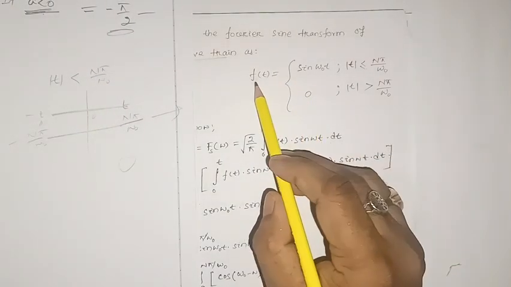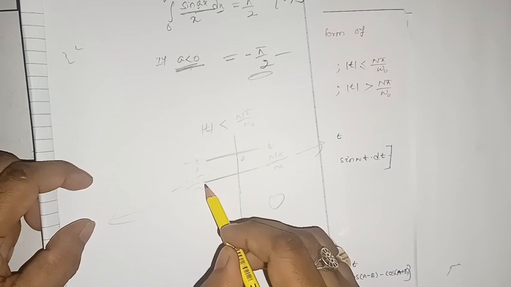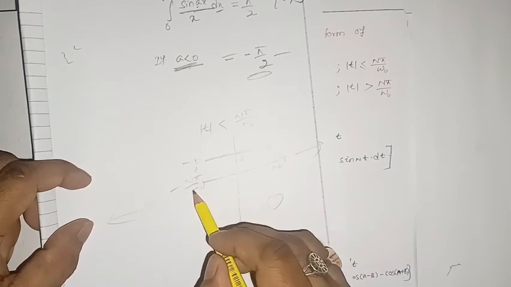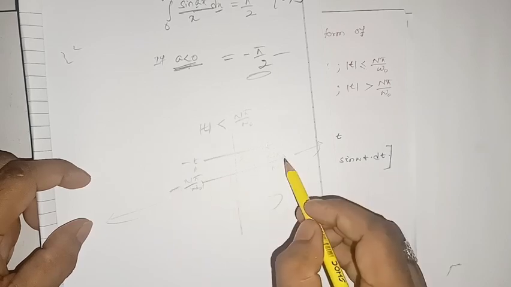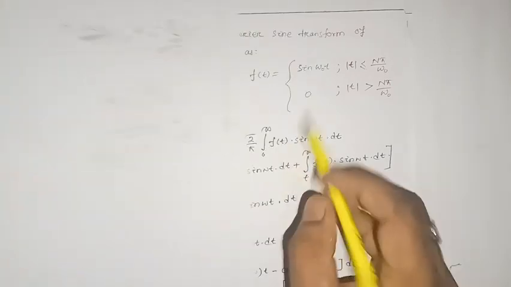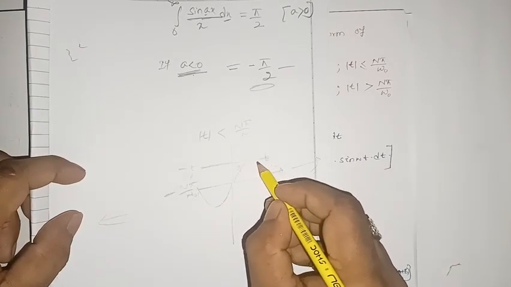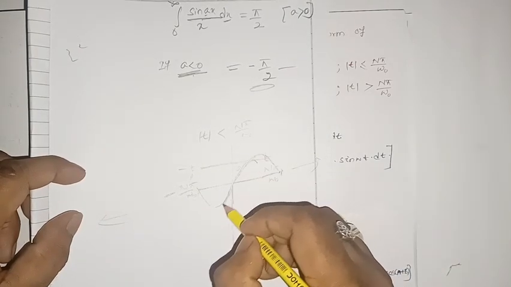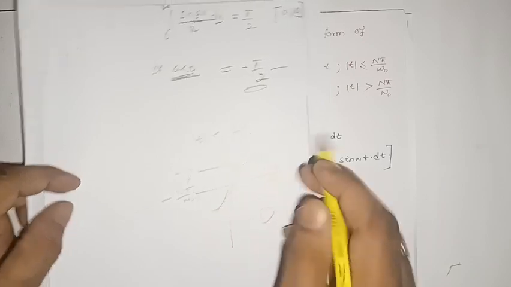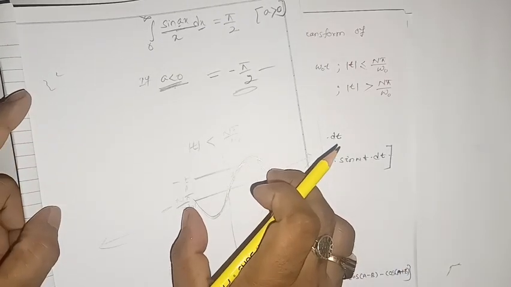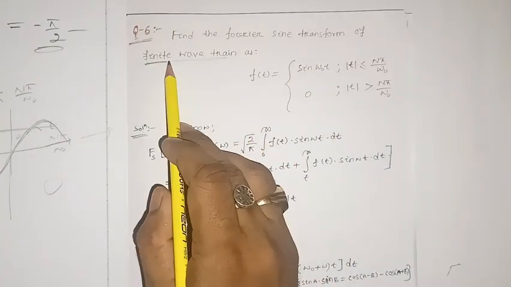See, what is the function that has been given? It is a sinusoidal function. That means whatever the function is in between these two values, minus n pi by omega naught and plus n pi by omega naught, the value is a sine function. Sine function means like this. Okay, like this. So this is a wave, one wave train, but it is finite. So hence it is called the finite wave train.